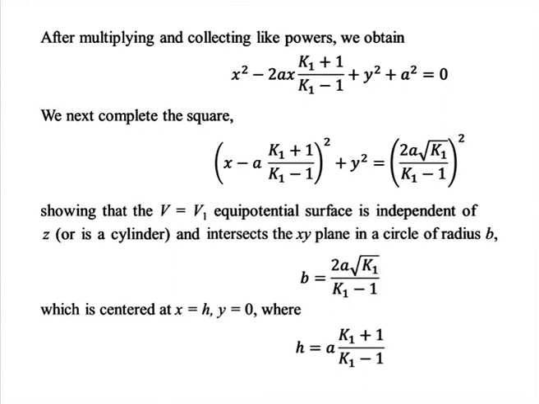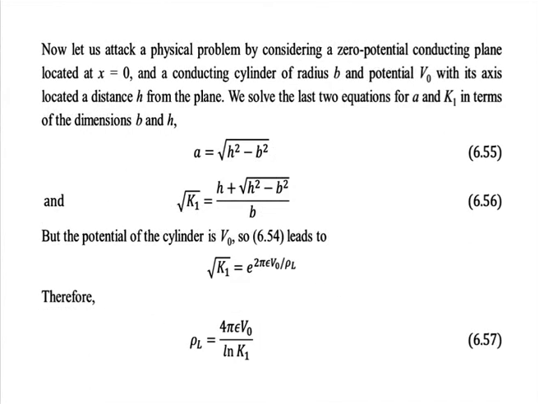We next complete the square, given in the second equation of the slide, showing that the V equal to V1 equipotential surface is independent of z and intersects the xy plane in a circle of radius b, where b and h are shown in the slide. We solve the last two equations for a and K1 in terms of the dimensions b and h, whereby we get the expressions for a and K1 given by equations 6.55 and 6.56.